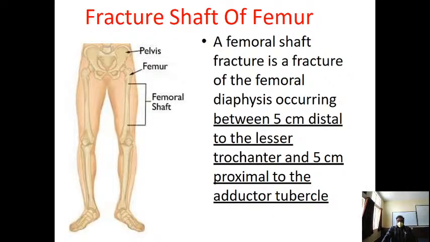Coming to the fractures of the shaft of the femur. A femoral shaft fracture is a fracture of the femoral diaphysis, which occurs 5 cm distal to the lesser trochanter and 5 cm proximal to the adductor tubercle at the distal part of the femur.